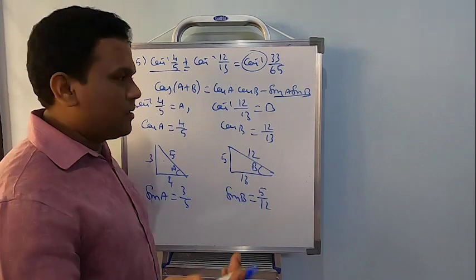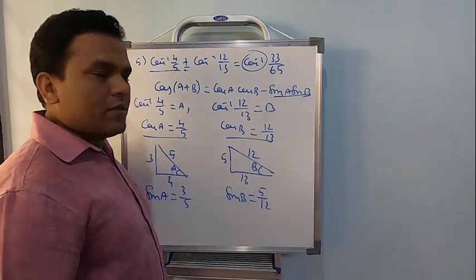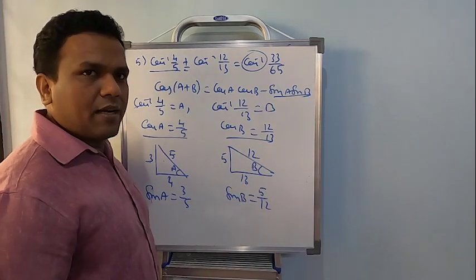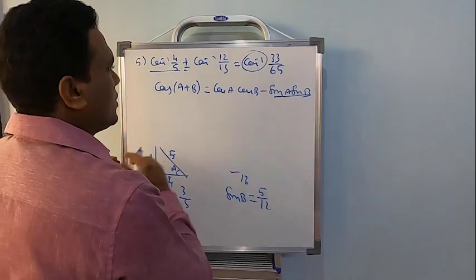What is the other method? Simple. You know cos A, cos B. Apply the identity and find out sin A, sin B without completing the triangle. Anything is fine. Okay, so that's not an issue.